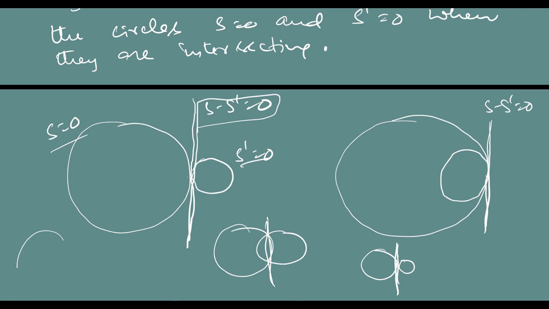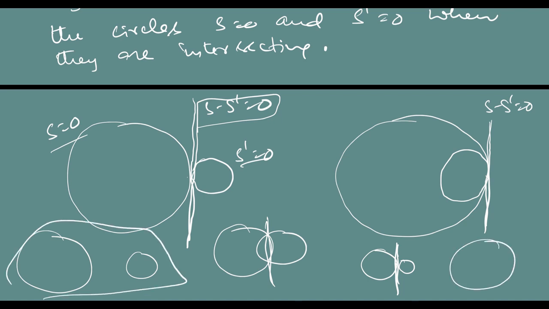But radical axis is there even if the circles are not intersecting, like this, or they can be like this. The only thing I want is circles should not be concentric. As long as circles are not concentric, radical axis is defined, and the equation to the radical axis of the circles S = 0 and S' = 0 is S - S' = 0.